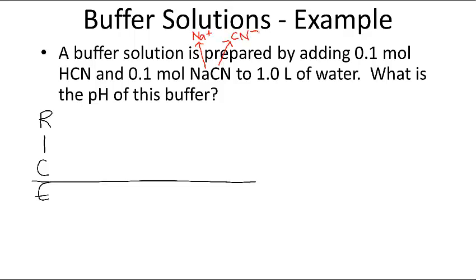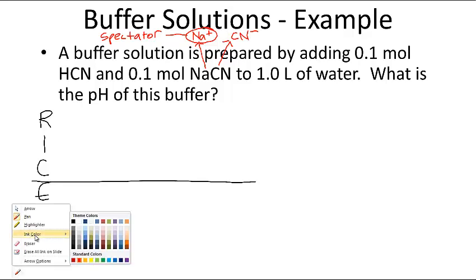And which half of that am I not interested in? Na+. This is a spectator. It's just a bystander, a passive bystander, not an active bystander. So I'm going to ignore the Na+. I'm just going to focus on the CN-. So I need an equilibrium that contains HCN and CN-. Can anyone think of a simple equilibrium I could write that deals with HCN and CN-?